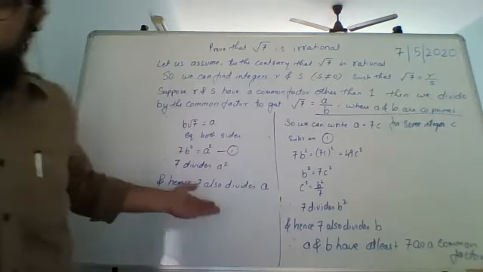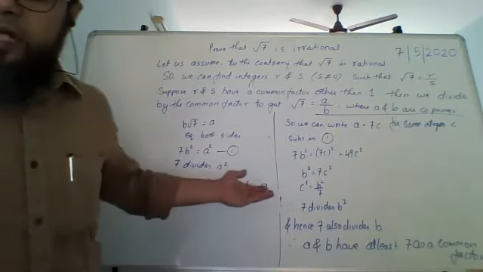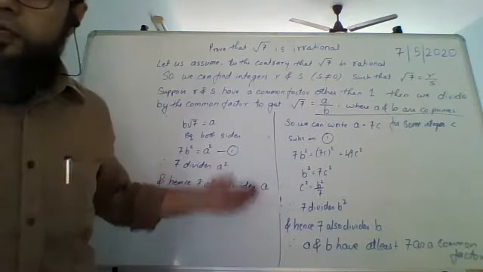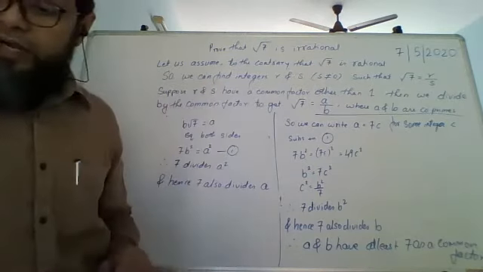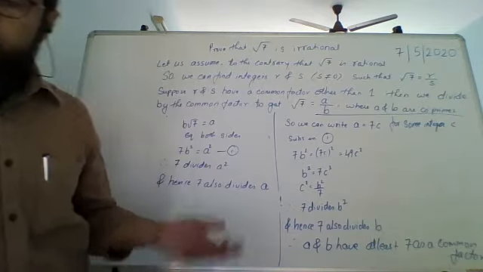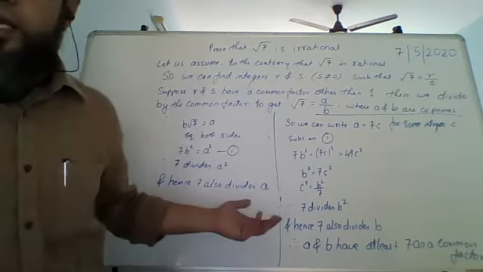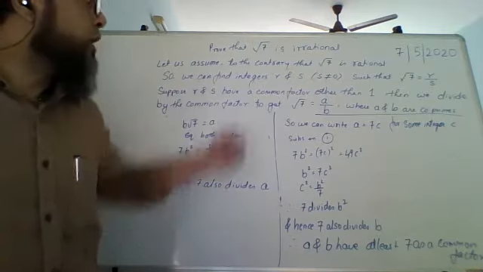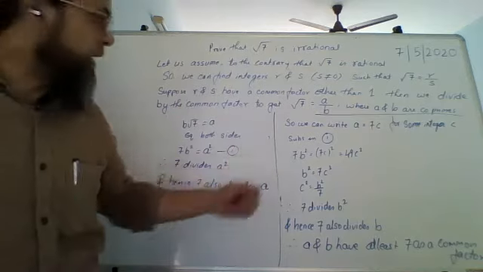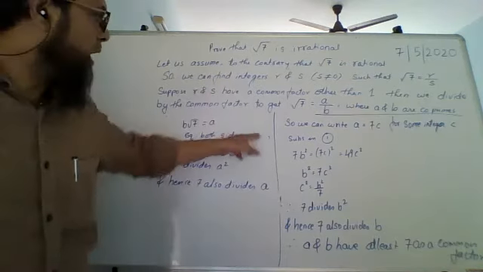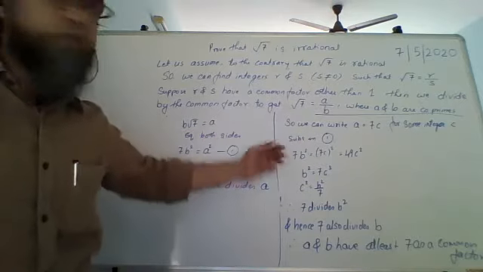So here, what we wrote earlier, that means this is a contradiction. This contradicts the fact that a and b have no common factor. Why does that happen? It happens because of our incorrect assumption that root 7 is rational. Therefore, root 7 is irrational. See, all I did was just minor changes.